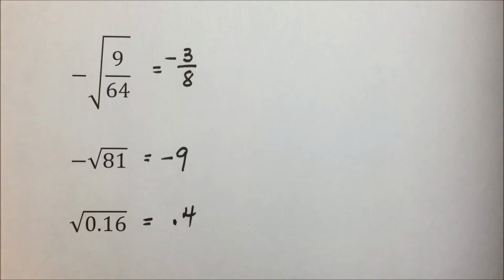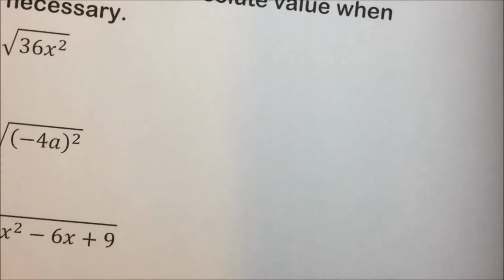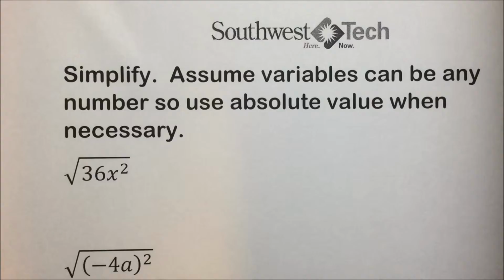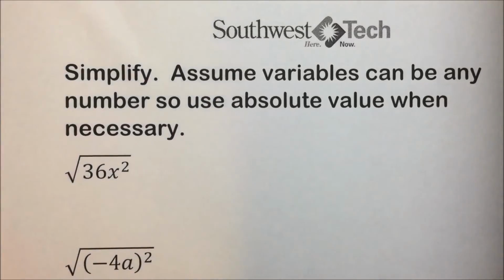When a radicand, and the radicand is the quantity underneath the radical, is the square of a variable or variable expression, absolute value signs are needed when simplifying. We use absolute value signs unless we know that the expression being squared is non-negative. This ensures that our result is never negative. And the instructions here tell us to assume the variables can be any number, so use absolute values when necessary.